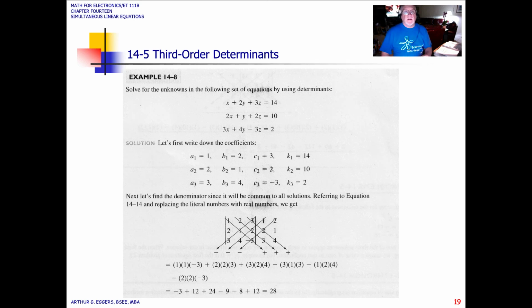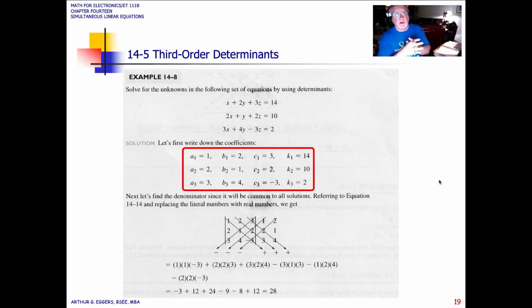Let's take a look at a third order determinant example. In this example, you can see we have three expressions. Each expression has three terms as well as the constant. So just like we did with the second order determinant, we have to expand or decompose each of the expressions into its elements, A1, B1, C1, K1, etc., for each of the expressions.